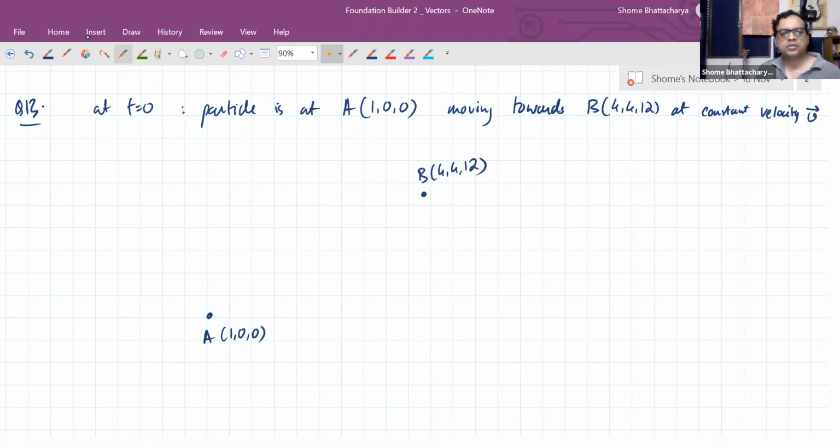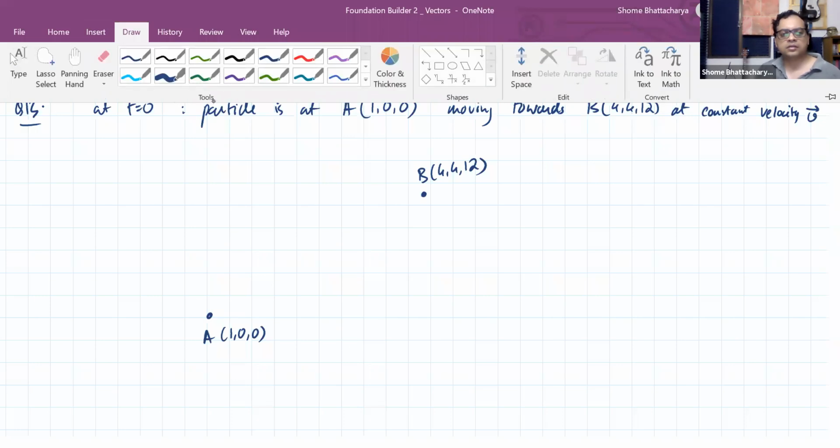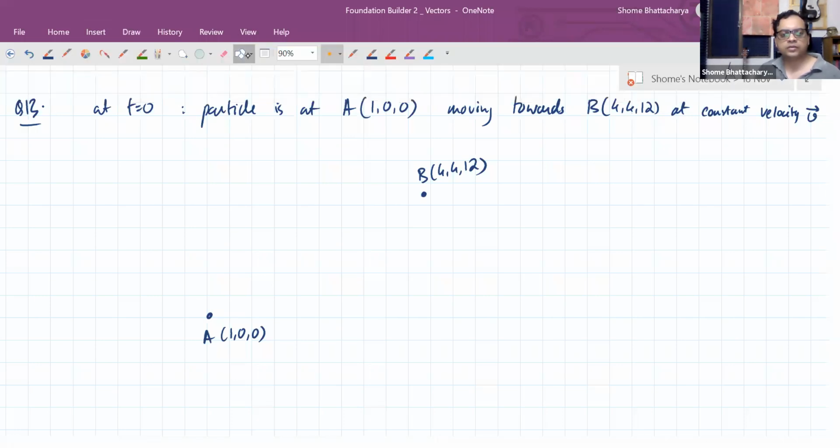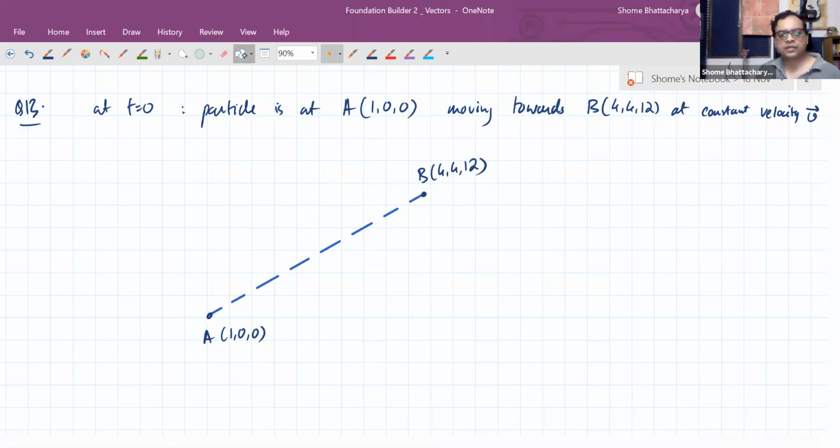That's okay. So the line joining A and B, that is the direction in which the particle is moving. Okay, so let's draw that line joining A and B like this. So this is, in general, the direction in which that particle is moving. So if it's moving in this direction, then the velocity vector will also be drawn along this only.